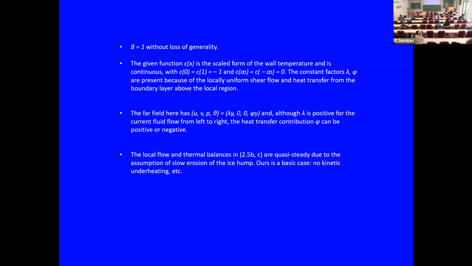Okay, given function C takes us from warm water upstream, so that's theta is zero, to minus one on the ice. The far field is u goes like lambda y, v and p zero, that's fine, and phi y for the temperature. Lambda has got to be positive because the fluid is coming left to right, as we see it. And phi could be positive or negative. That's the heat transfer. The boundary layer up top could be colder or warmer than the wall. Quasi-steady. And just to emphasize the point, this is a very basic case. We've thrown away or neglected many potentially significant features such as kinetic undercooling.